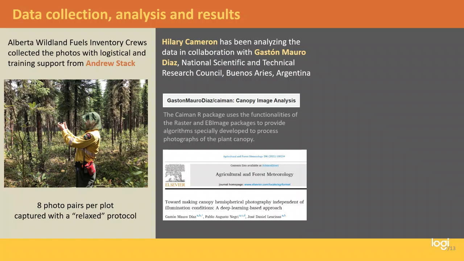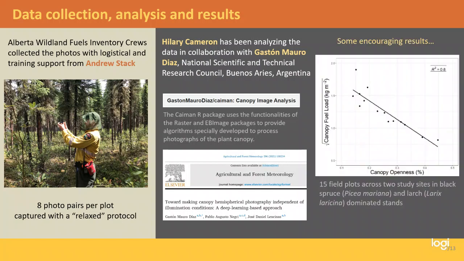Now, Hilary Cameron's been analyzing the data in collaboration with Gaston Diaz, who's an expert in this kind of hemispherical photography, and in particular in analyzing these photos when they're taken under imperfect conditions, like our photos. And the results are pretty encouraging. So this is just showing the statistical relationship between canopy openness documented with our imperfect hemispherical photos taken with smartphones in relation to canopy fuel load that was measured by the OFIP crews at the same plot. So yeah, pretty good relationship from just 8 photos.